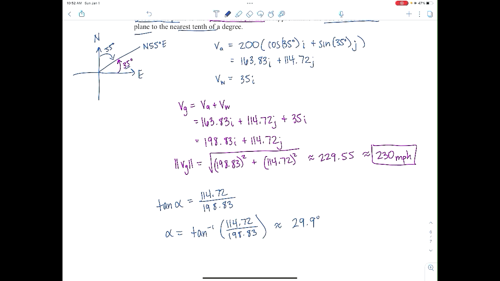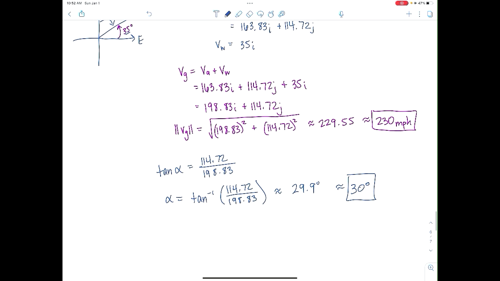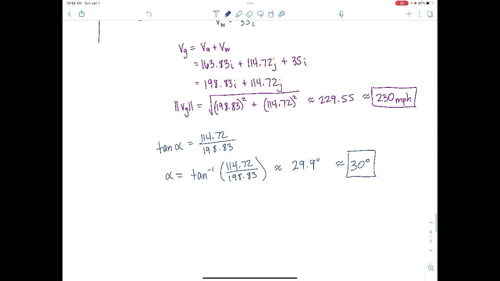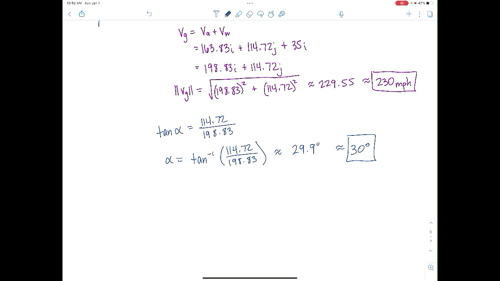Yeah, we can leave it there. You can also say, okay, it's about 30 degrees. Since we put the other answer in a whole number, we can round this one to a whole number as well. Either one. So we've found the 30 degrees. This actually, I'm not going to box it.